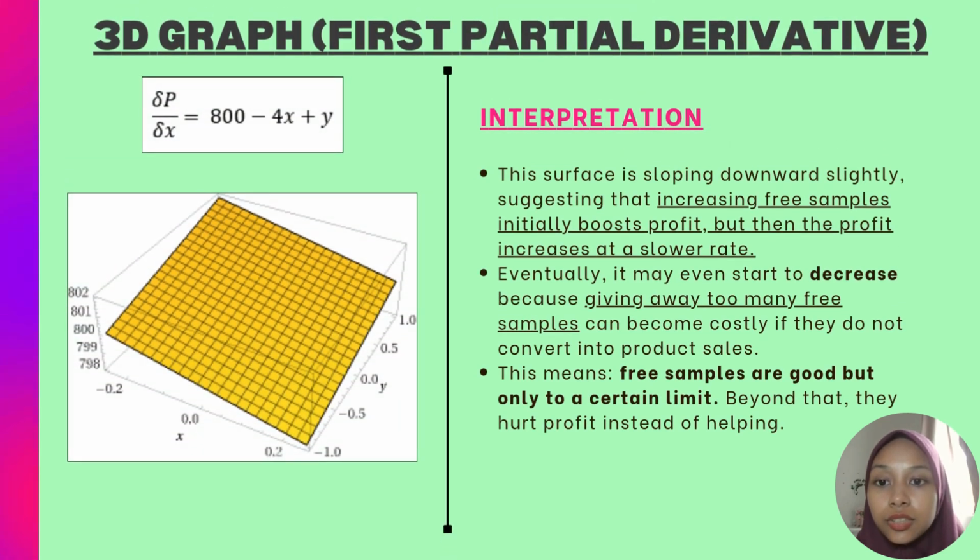This is the 3D graph of the first partial derivative with respect to x that I generated from Wolfram Alpha software. As we can see, this surface is sloping downward slightly, suggesting that increasing free samples initially boosts profit, but then the profit will increase at a slower rate. It is because giving away too many free samples can become costly if they do not convert into product sales. So this means free samples are good, but only to a certain limit. Beyond that, they will hurt the profit instead of helping the sales.